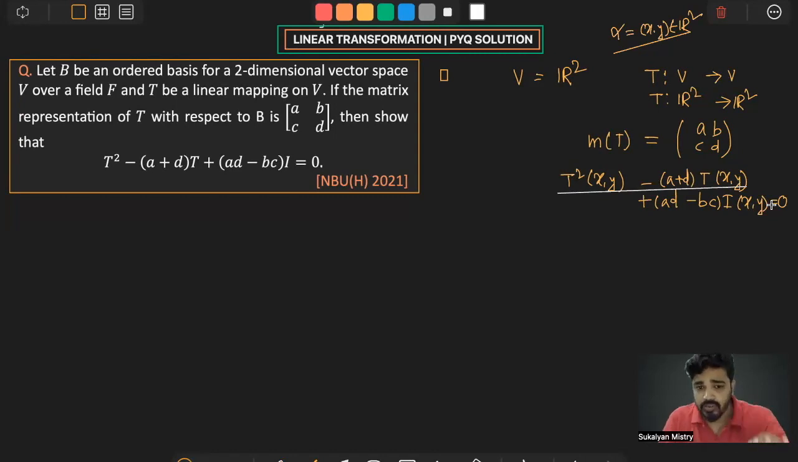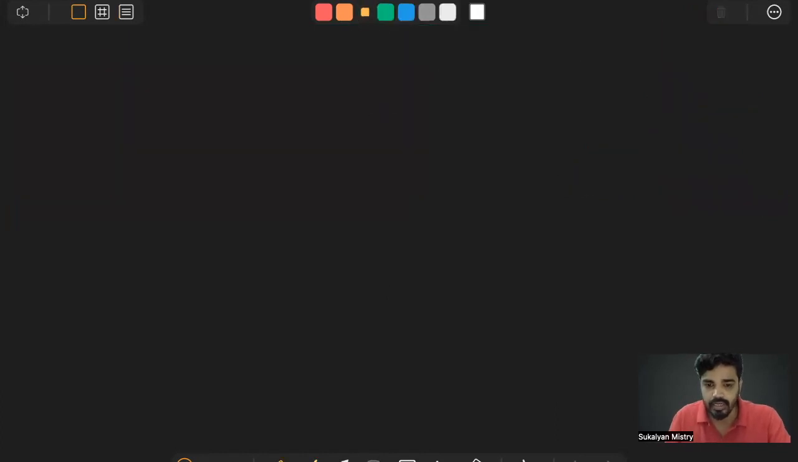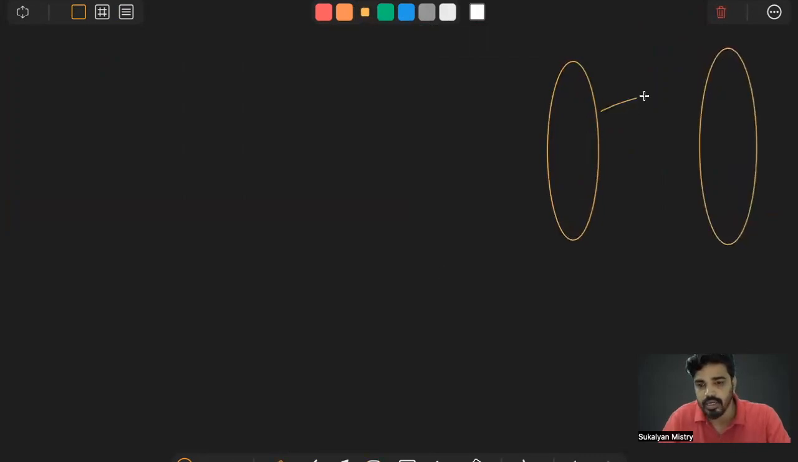So what is V? B is an ordered basis. Just see the diagram here. T is a mapping from V to V. V is a two-dimensional vector space, so here we consider R2 to R2. So what is the ordered basis of R2? The standard basis of R2 is 1, 0 and 0, 1. This is the ordered basis of R2.